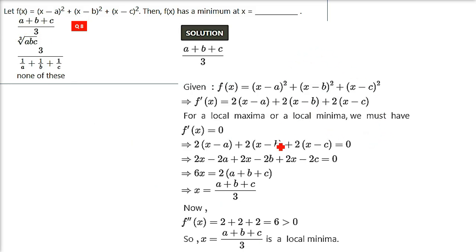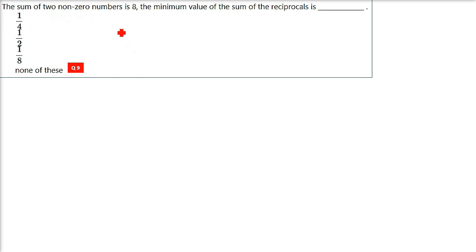This is a very straightforward question again, and the language you have to write. The sum of two non-zero numbers is 8. So we have one number as x. The addition of this x with another number is 8. So if one number is x, the other number will be 8 minus x.